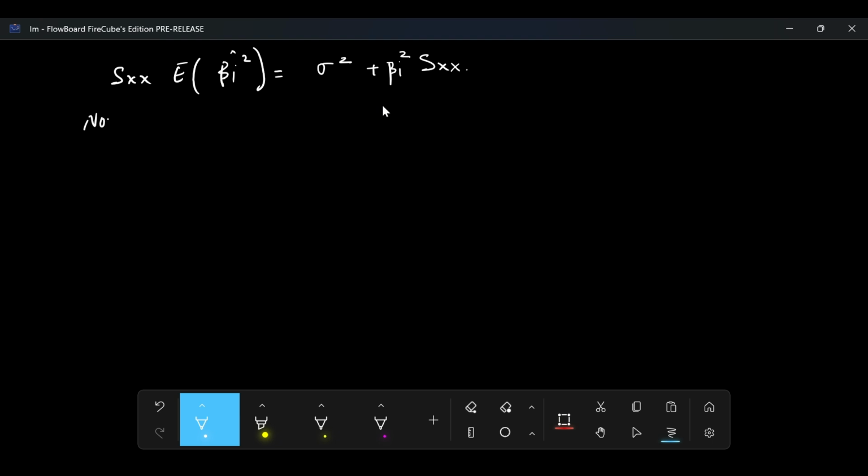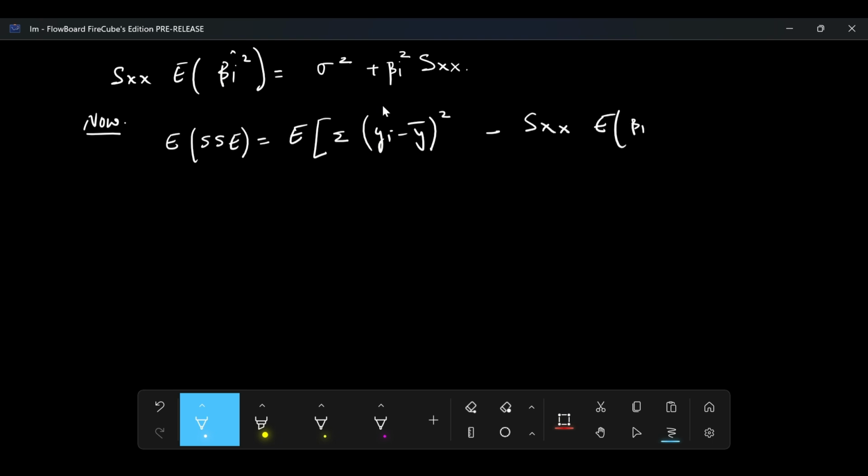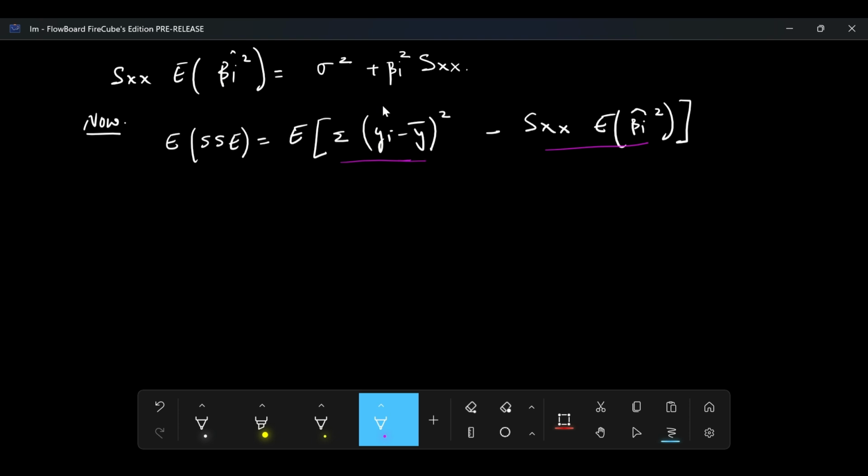Clear? Now we have the equation that expectation of SSE is equal to expectation of summation yi minus y bar square minus SXX expectation of beta1 hat square. As you know, we have this and we have this, we found both of these. Now what will summation yi minus y bar square be equal to? And what will SXX expectation of beta1 hat square be equal to? So this is this and this is this. So see, expectation of SSE is equal to beta1 square SXX plus sigma square n minus 1 minus SXX expectation of beta1 hat square. Clear?